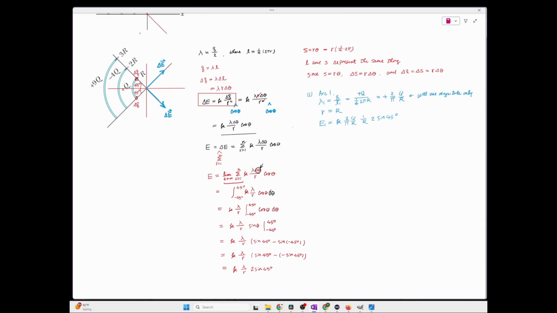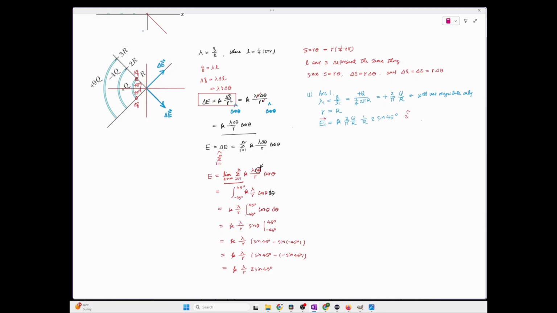And since for the first arc, the charge is positive, the resultant electric field should be pointing away from the charges. And because of the symmetry, we can conclude that the direction of the field created by that first arc will be horizontal to the right. So let's add the vector sign to the existing expression.